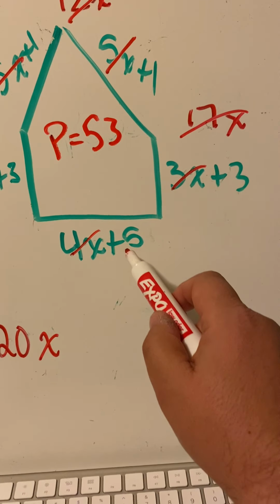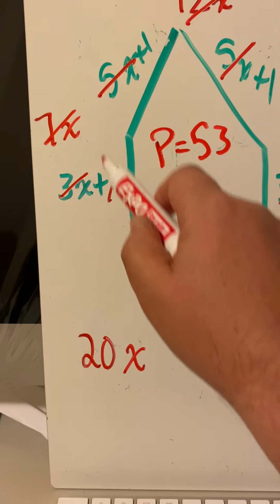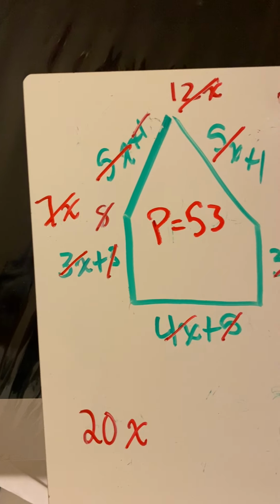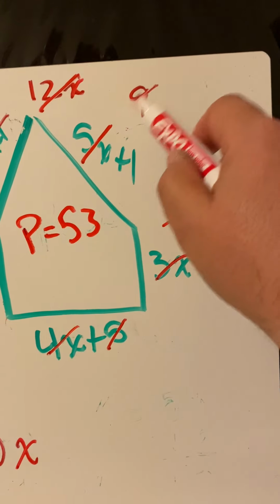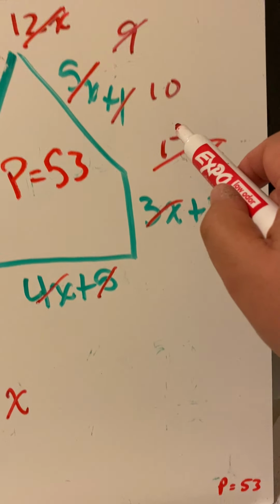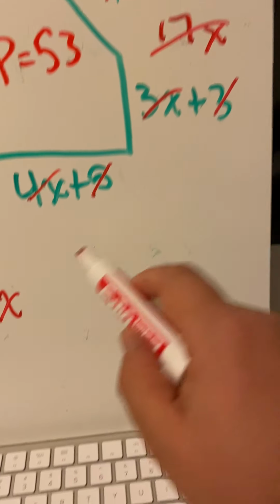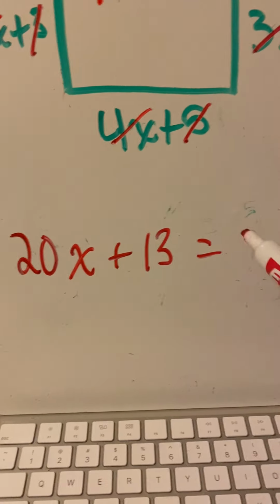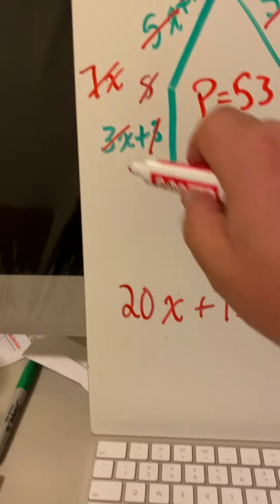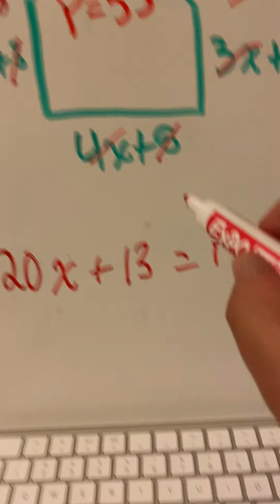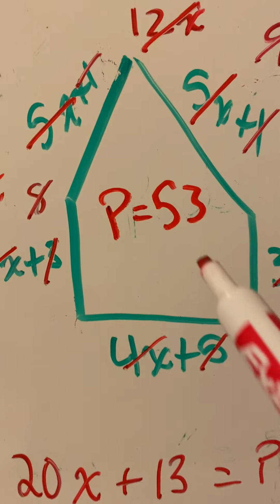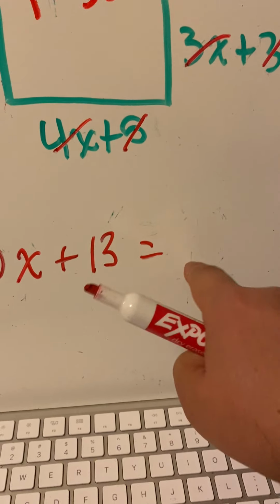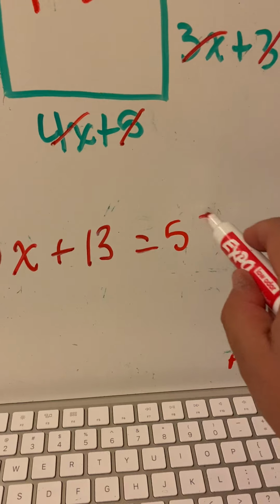Let's go to the constants. 5 and 3 make 8. 8 and 1 make 9. 9 and 1 make 10. 10 and 3 make a positive 13. And we know that that equals the perimeter because by adding all the sides, it equals the perimeter. And they tell us that the perimeter is 53. So this, instead of being the variable P, will be 53.